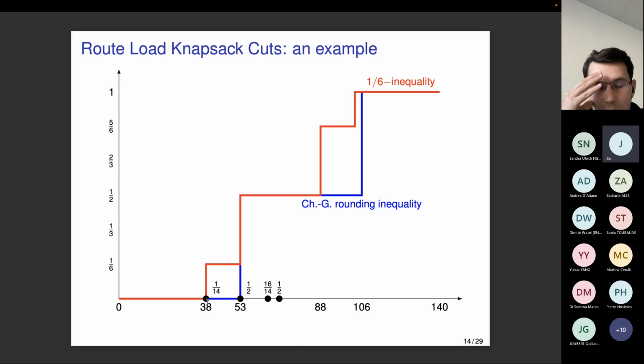with load 38, so for this value Q38, the coefficient in the 1/6 inequality is 1/6, and the coefficient of the Chvátal-Gomory rounding inequality is 0. And this difference will give you the difference in the violation.